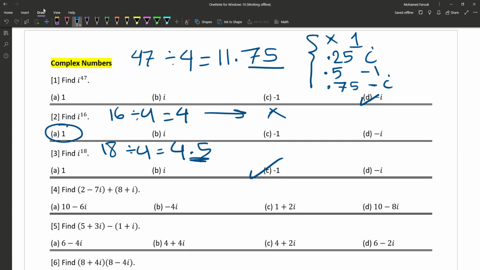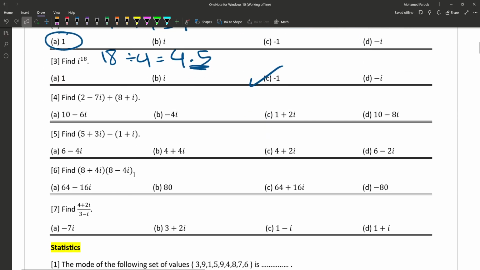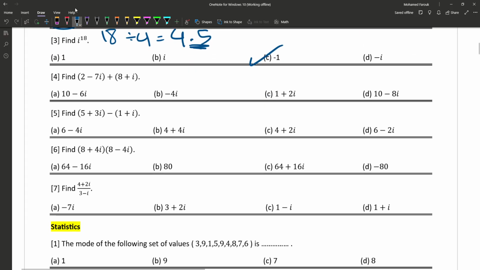Next one, it's okay to use your calculator here, and if you want to do it with your mind, you will make 2 plus 8, it will give you 10. Negative 7, positive 1, it will give you negative 6i. And of course, when you use your calculator, you must change it to complex mode. This one, it's okay also to use your calculator, and if you want to do it with your mind, you will make 5 minus 1, it will give you 4. 3 minus 1, it will give you 2. So it will be 4 plus 2i.